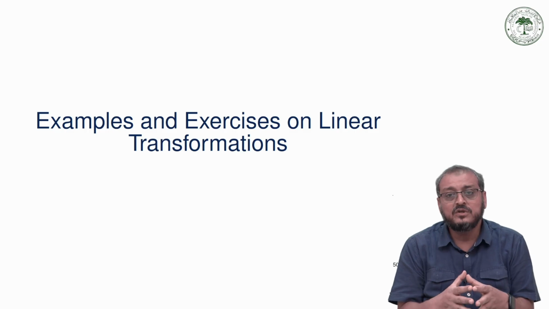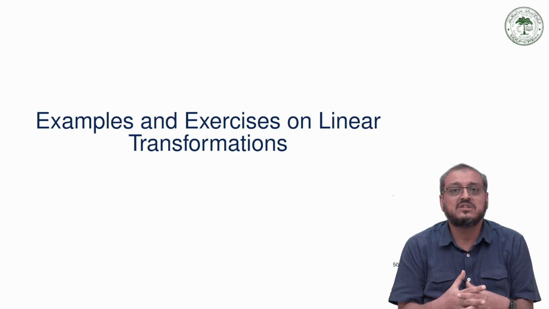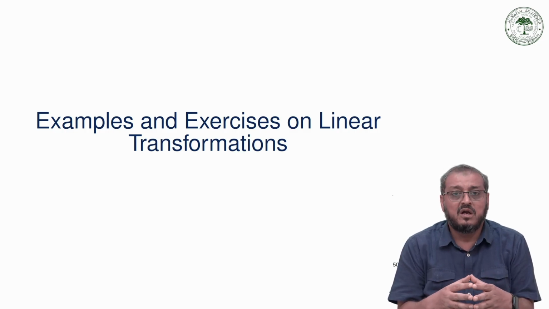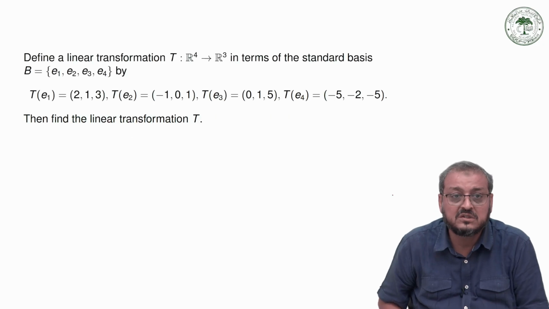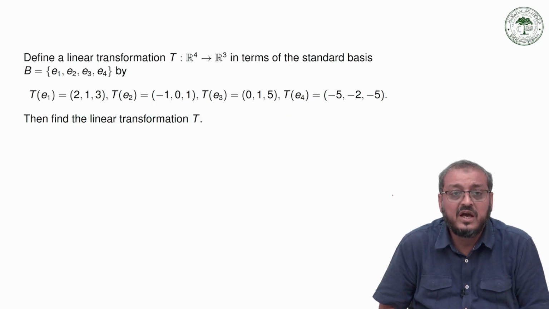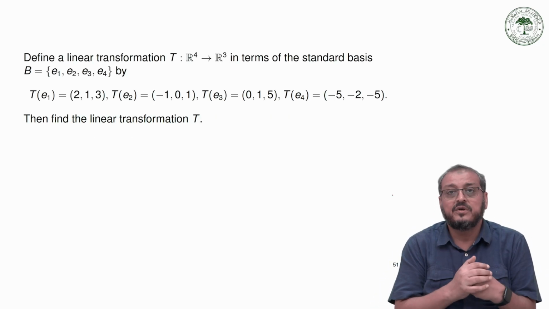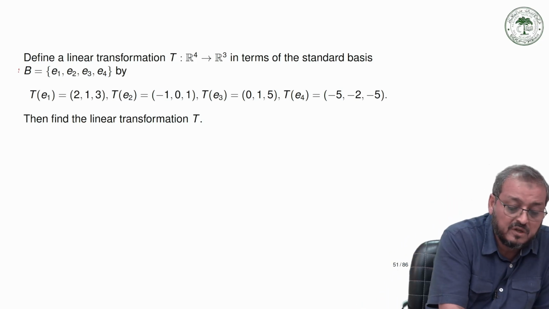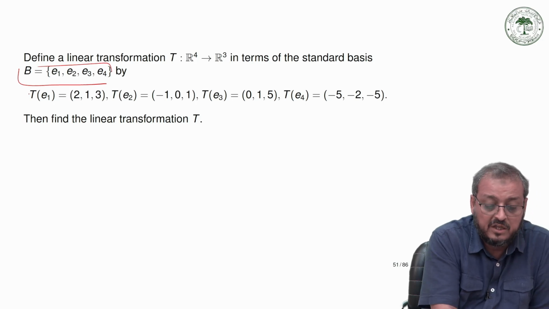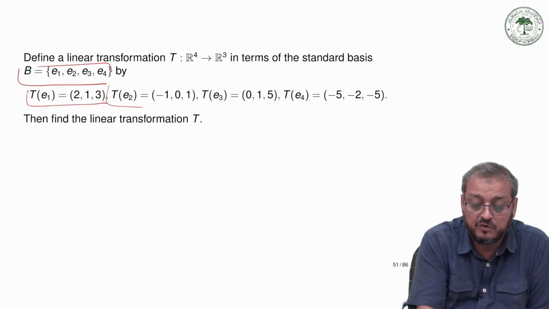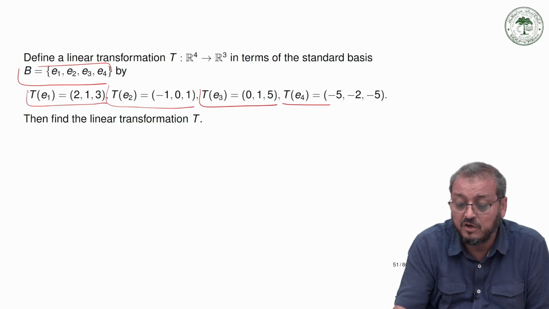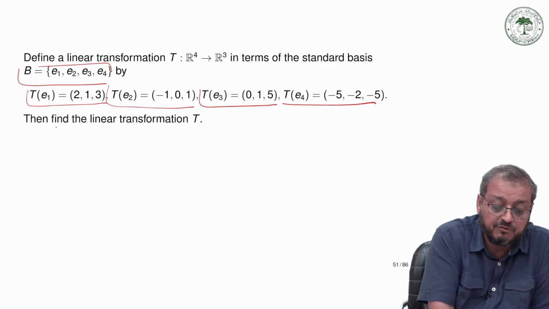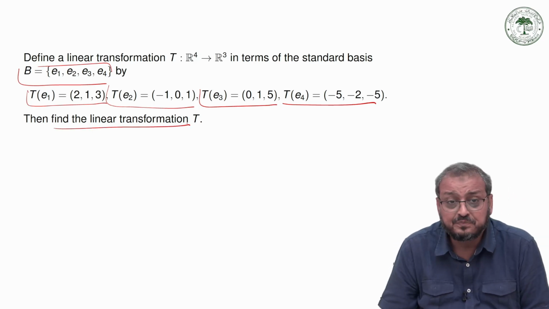In this class we will base our work on this theorem and try to solve different types of examples and some exercises. Let's begin with this question. We define a linear transformation T from R4 to R3 in terms of the standard basis. T of E1, T of E2, T of E3, and T of E4 are given. The question is: find the linear transformation T.